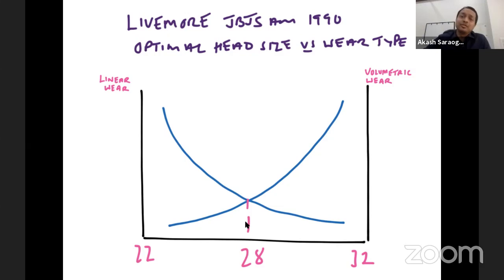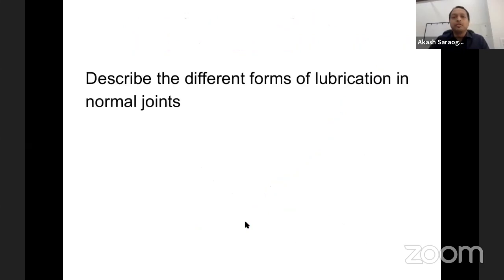The plastic that was available at that point in time was UHMWPE, ultra high molecular weight polyethylene, and there was no XLPE, highly cross-linked polyethylene, available at that point in time. However, from an exam point of view, for FRCS, you can always quote that Livermore suggested in 1990 that to balance the volumetric wear and the linear wear, we can use a 28 head size, which is perfect, which is not a problem at all, right? So let's move on to the next.